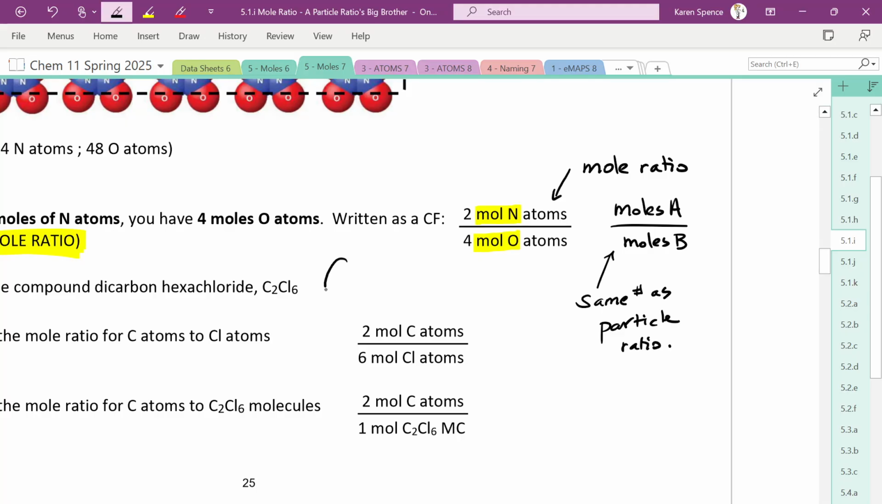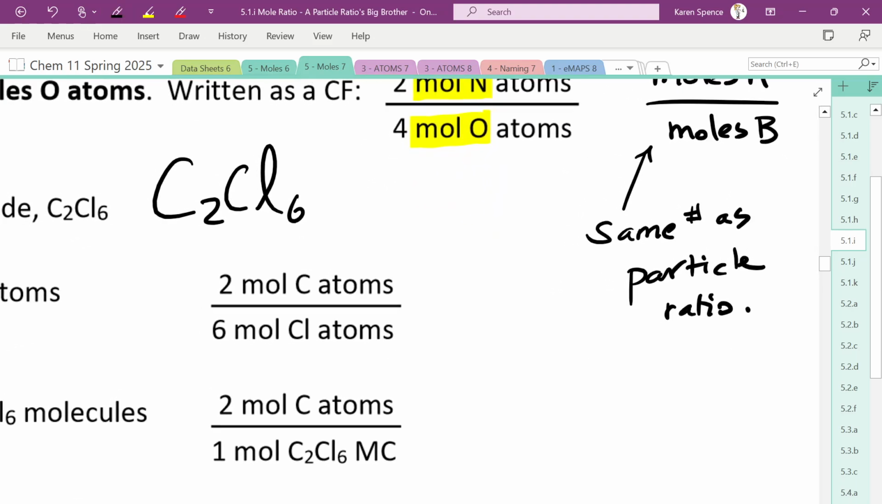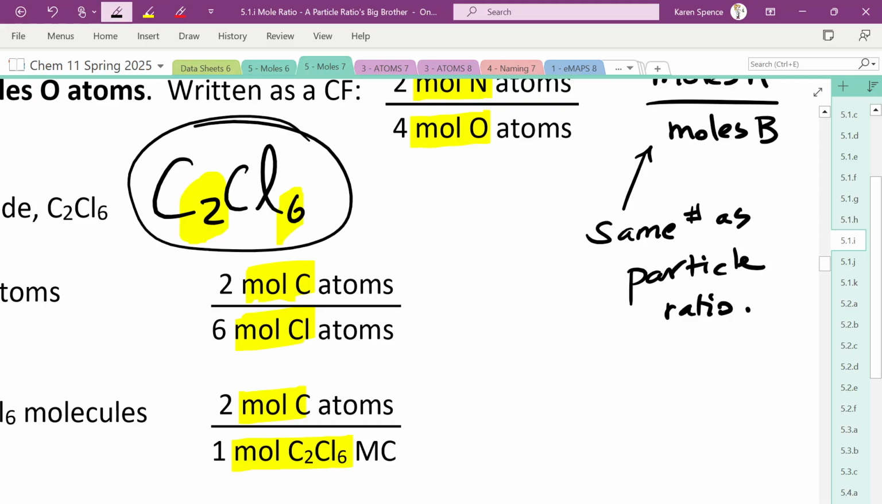So if we have C2Cl6, the mole ratio for moles of carbon to moles of chlorine is just 2 to 6. We get the numbers from the formula. If we want the moles of carbon to the moles of C2Cl6, there are 2 moles of carbon in every one of the entire thing, 1 mole of the entire thing. Easy enough?